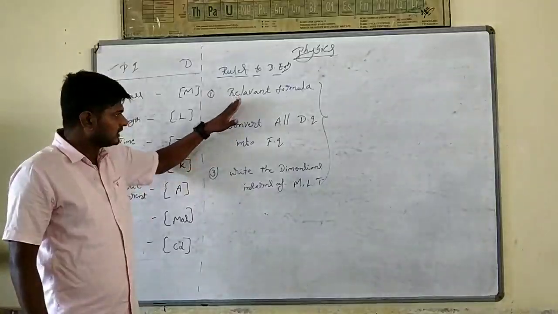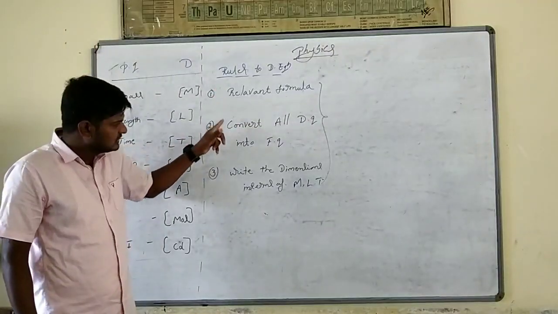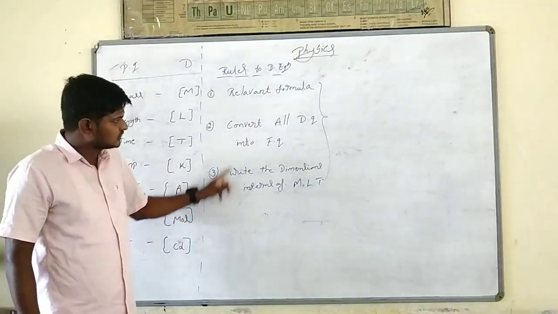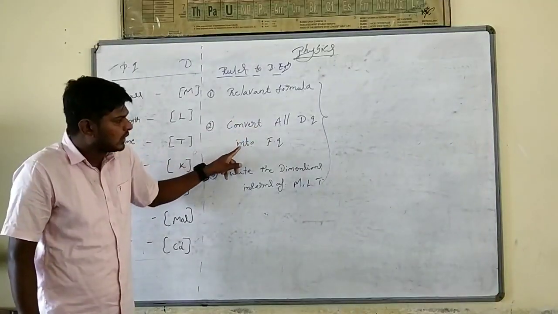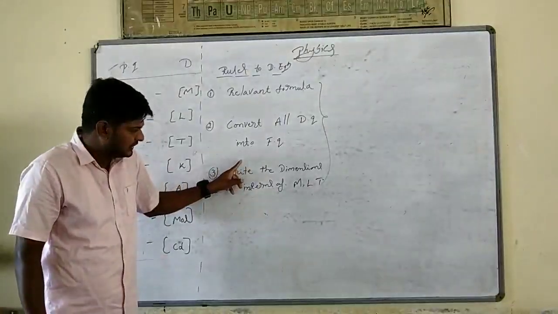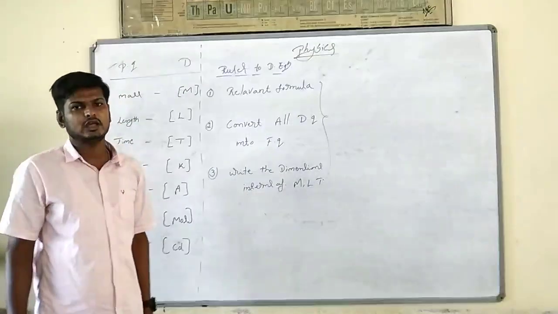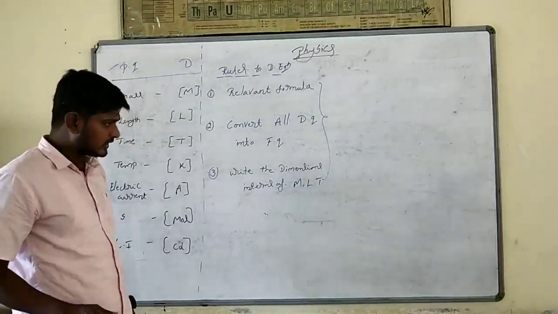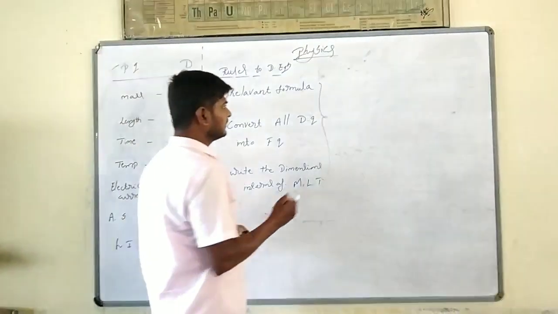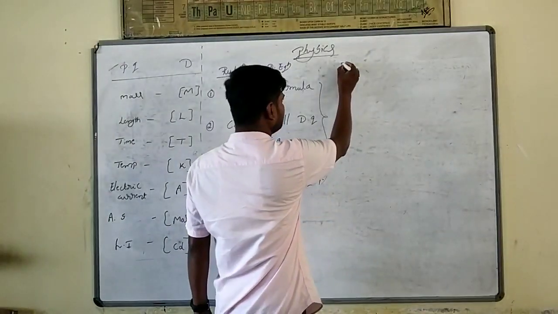To write the dimension we should follow these 3 steps. First we should write the relevant formula. Next we convert all the derived quantities into fundamental quantities. Finally we write the dimension. Now we can practice a few. We can make a table now.